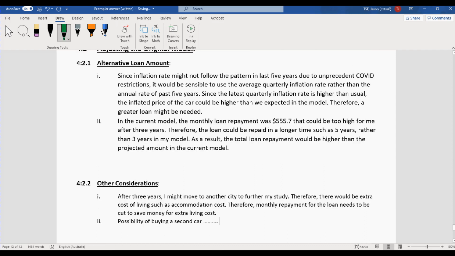So all those things were done by myself according to the data I have, right? So you should have very different ideas in those alternative loan amounts and other considerations, right? So don't try to copy everything from me. You try to have your own ideas. That's very important. But I just show you the direction, okay?